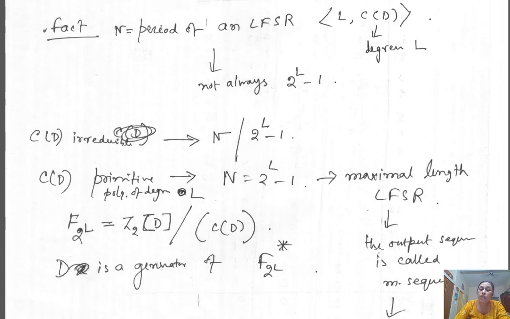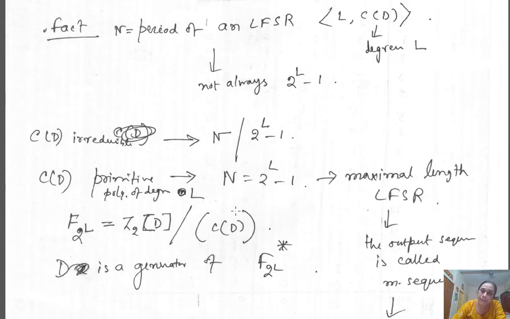And the output sequence is called an M sequence, a maximal period sequence. Now, what do we mean by primitive polynomial? If you have gone through group theory, you must know what a primitive element is: essentially a generator of a cyclic group, a multiplicative cyclic group.